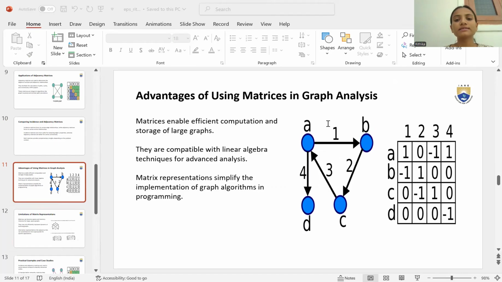Advantages of using matrices in graph analysis. Matrices enable efficient computation and storage of large graphs. They are compatible with linear algebraic techniques for advanced analysis. Matrix representations simplify the implementation of graph algorithms in programming.